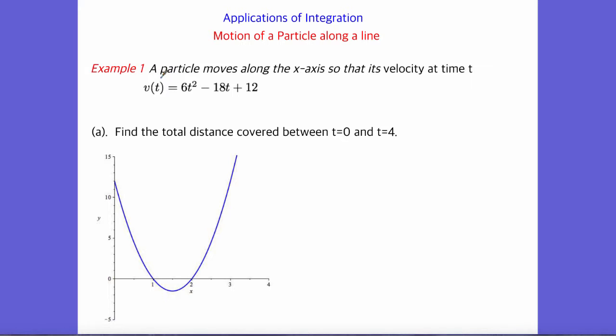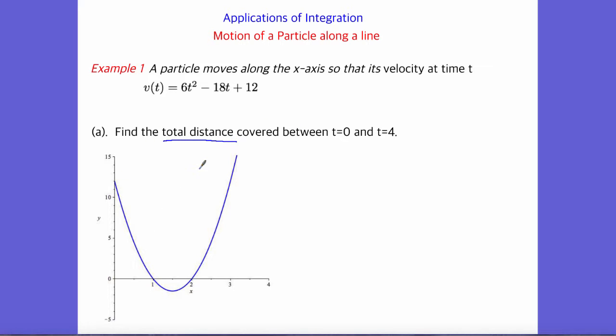It's on page 348 of, I think, the 2012 Barron's Guide. A particle moves along the x-axis so that its velocity at time t is given by this function, v of t equals 6t squared minus 18t plus 12. Part A, find the total distance covered between 0 and 4 seconds.